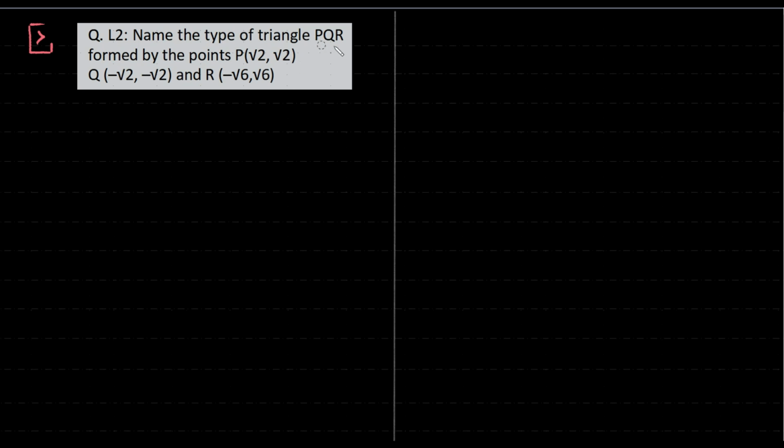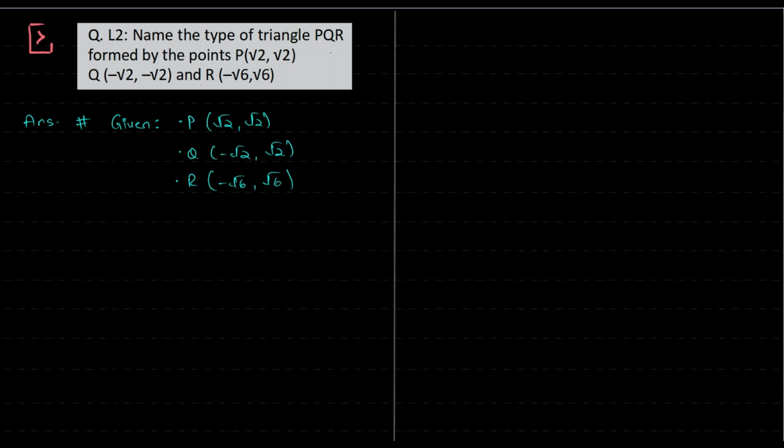Name the type of triangle PQR found by the points P, Q and R to be those. So first thing is, what is it that we have been given? We have been given 3 points and they form some triangle. The question is what kind of triangle it is. It can be a scalene triangle, an equilateral triangle, an isosceles triangle. It can be anything. A right angle triangle, an isosceles right angle triangle. It can be anything. So we have to figure it out. How will we do that?